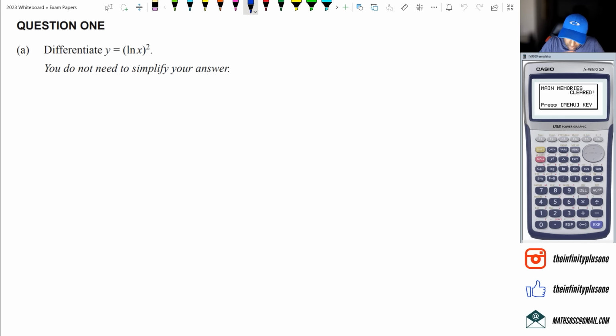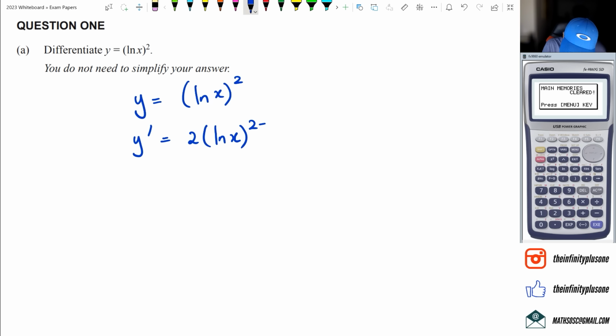Alright guys, so with question 1a, what we've got is differentiation by chain rule. So what we're going to do is write down this equation here, which is y equals ln of x squared. When I differentiate this, I need to bring the power in the front, so I've got 2 ln of x, and I've got to take away 1 from the power, and of course I've got to multiply by the differentiation of whatever's inside the bracket, and in this case it's 1 over x. And so my answer is 2 times ln of x multiplied by 1 over x.